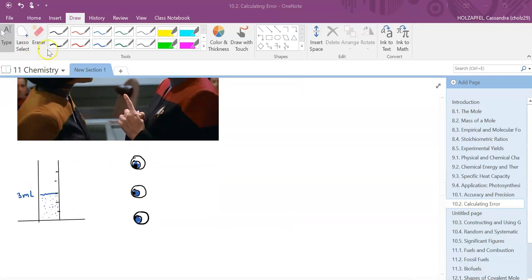So when we measure volumes of any sort of reactant that we're dealing with, we must make sure that we get down onto the same level as the measurement so that we are looking at this measurement straight on. And if I look at this measurement straight on, it's actually got a volume of 3 mL.